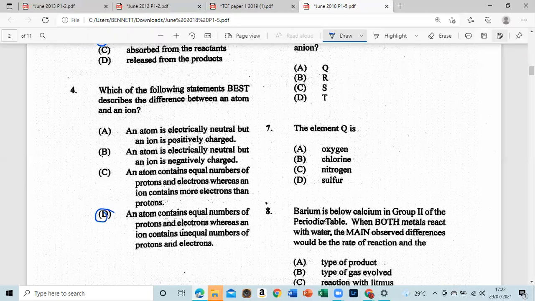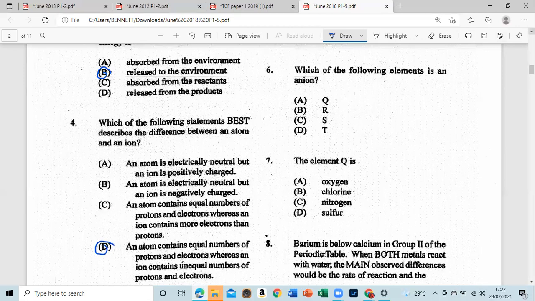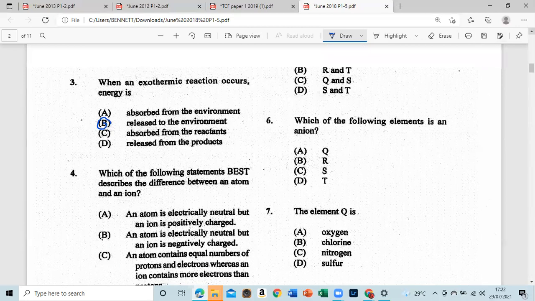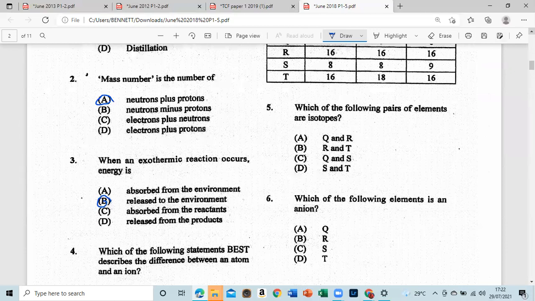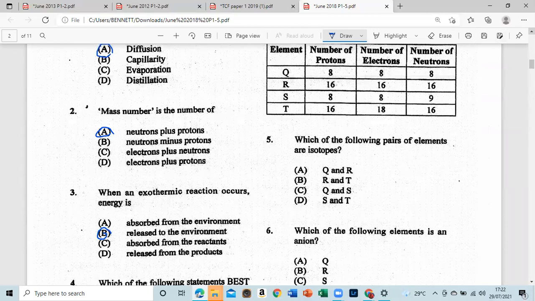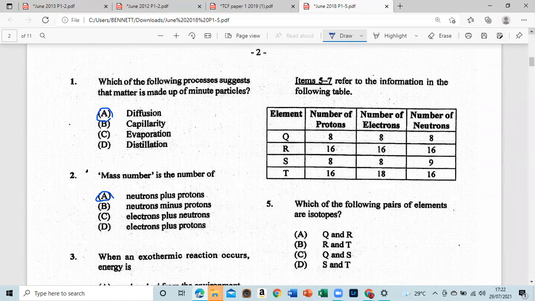On to five. Which of the following pairs of elements are isotopes? So we must go up there and look. Which of the following pairs are isotopes? What are isotopes, guys? And number five is T, Q, and S.